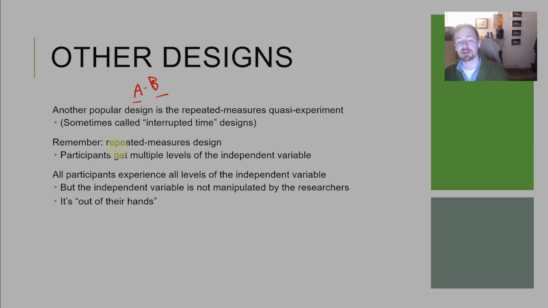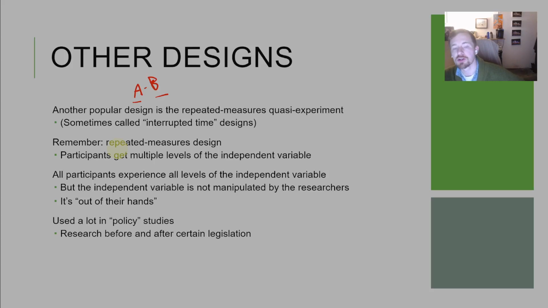It's just that the independent variable might not be manipulated directly by the researchers. So you're going to see this used a lot in what they call policy studies. If you take political science or even sociology, where you look at behavior or trends before and after certain legislation is passed, to look at whether or not that legislation was effective, or if it had any consequences or side effects.